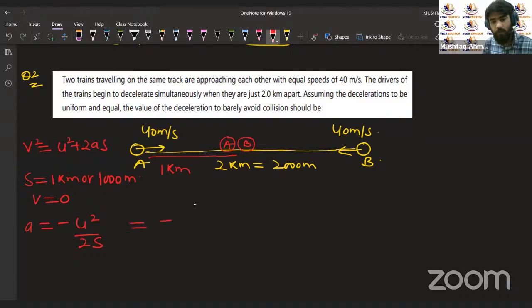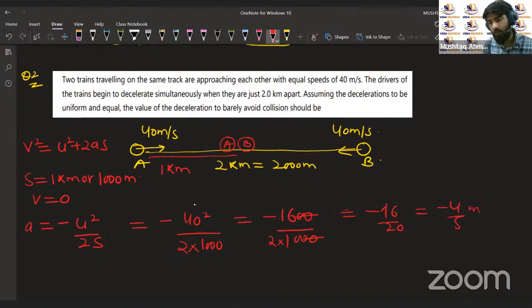So minus u square means minus 40 square upon 2 into 1000, right? So it will be minus 1600 over 2000. So it will be minus 16 over 20, or we can write it as minus 4 upon 5 meter per second square. So this should be the deceleration for both of the trains, so that they just avoid the collision between the two trains at the middle of this platform, right?